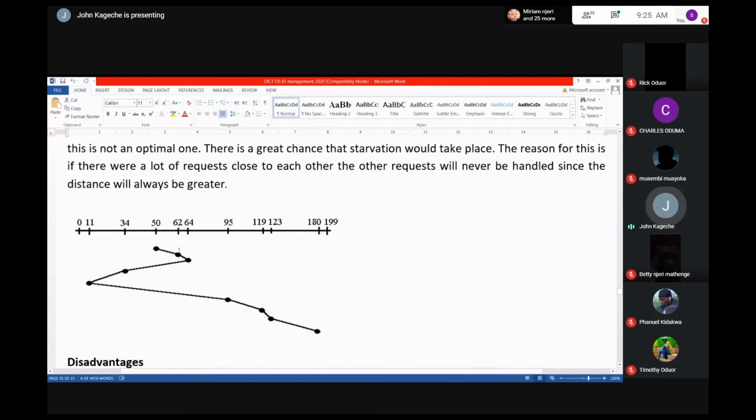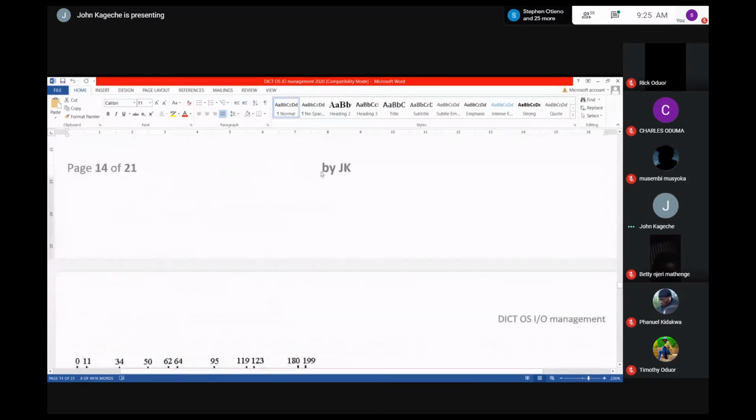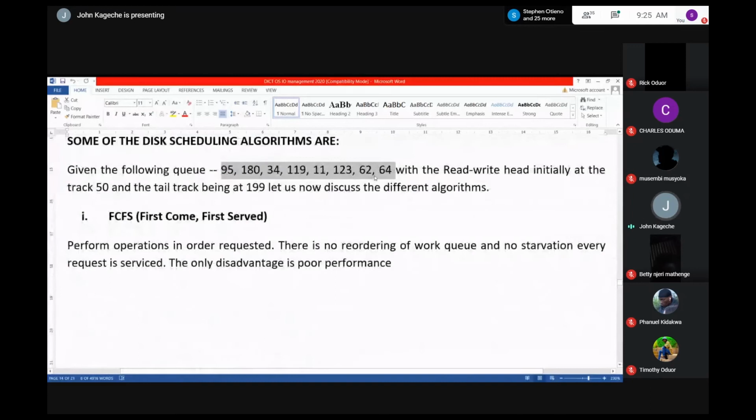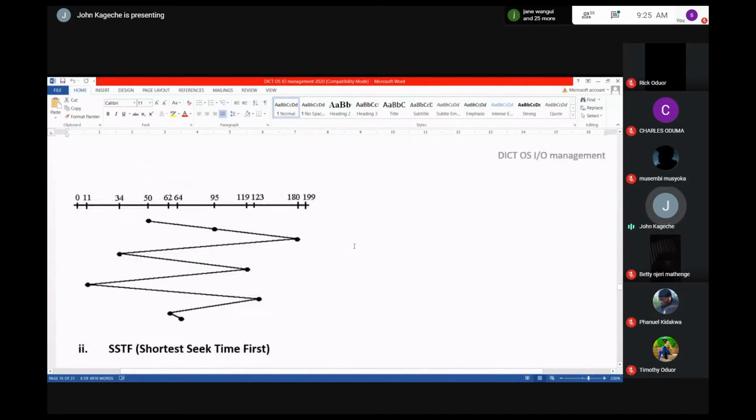You note again, moving from 62 to 64, how many tracks? There will be 2. Moving from 64 to 34, how many tracks? 30. And then moving from 34 to 11, how many tracks? You calculate the difference and note it. Moving from 11 to 95, how many tracks? Note the difference, until you come to the last track, that is 180. It could be 64, depending on how the organization is. So you do your calculation like that.